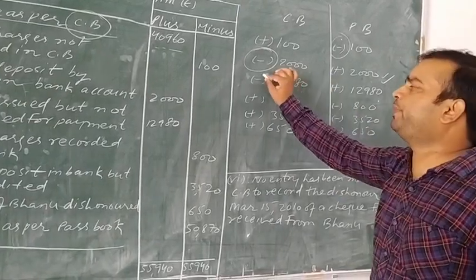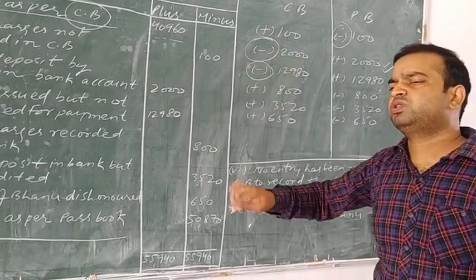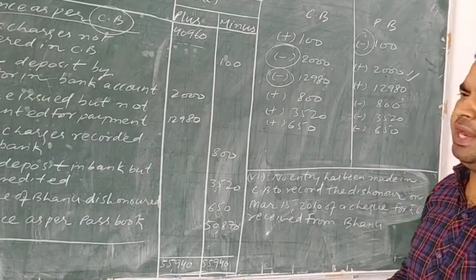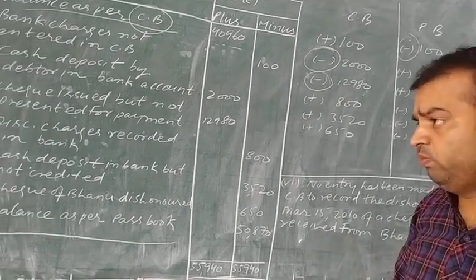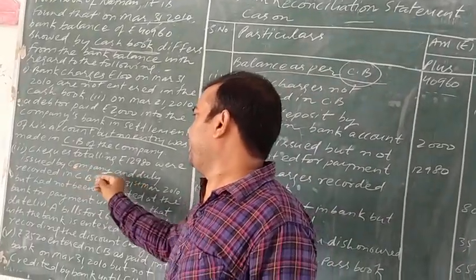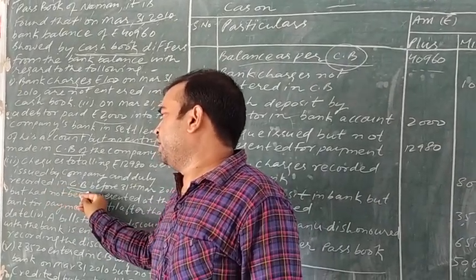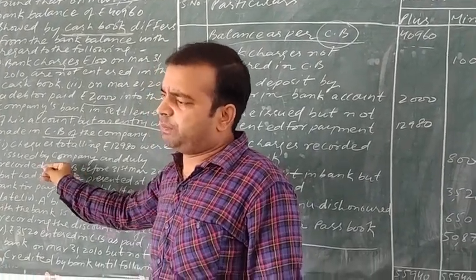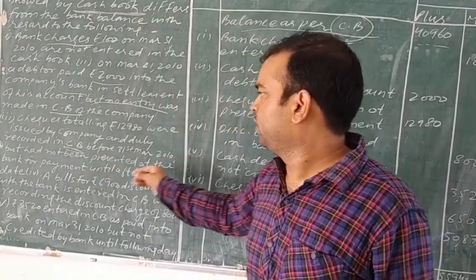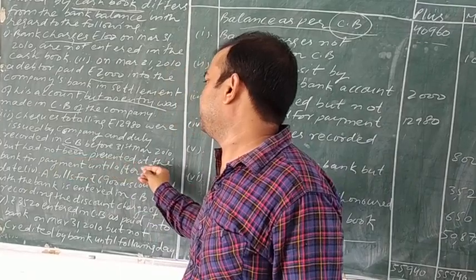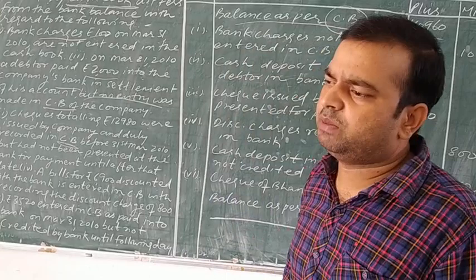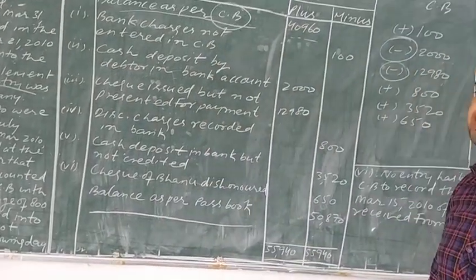will be subtracted because the check is given to someone else, and today or tomorrow this check will be encashed by the person to whom this check is given. Were issued by the company and duly recorded in the cash book. Recorded in the cash book means we have subtracted this amount from the cash book before 31st March 2010, but had not been presented at the bank for payment. But this check was not encashed by the person to whom this check was given.